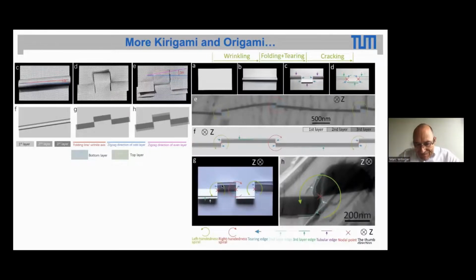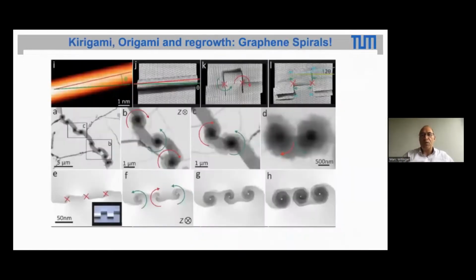When you regrow at these growth fronts, these are also growth fronts where the wrinkle rips off. When it lies on the surface, you form growth fronts here from the bottom and top by cutting open the folding edge. These are also growth fronts, and you get a spiral growth at these sites. So we start to form graphene spirals, and these are the images.